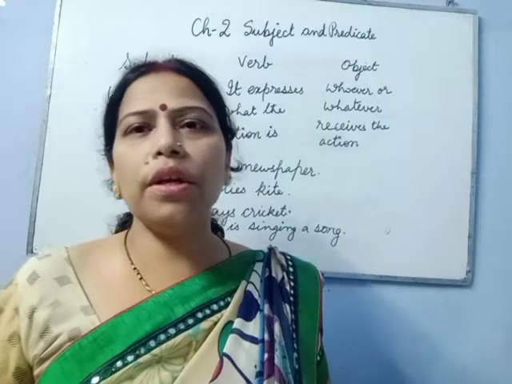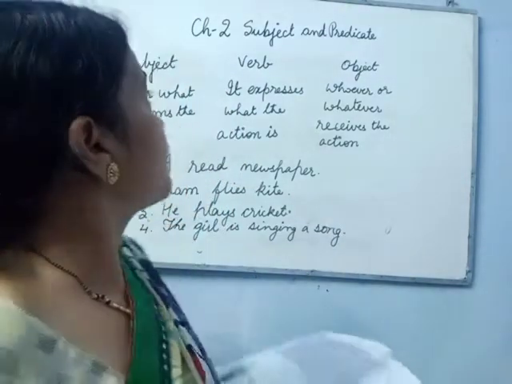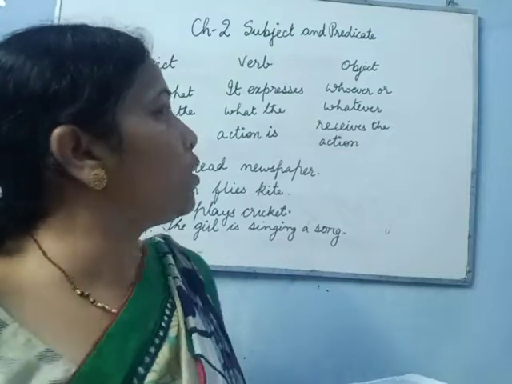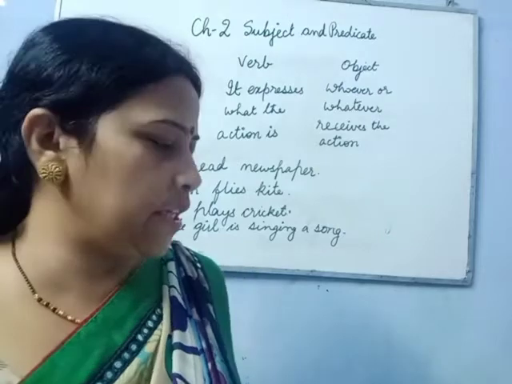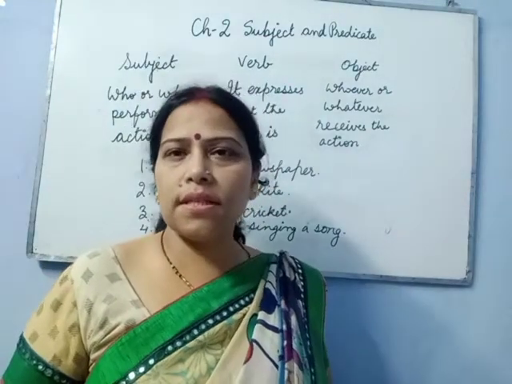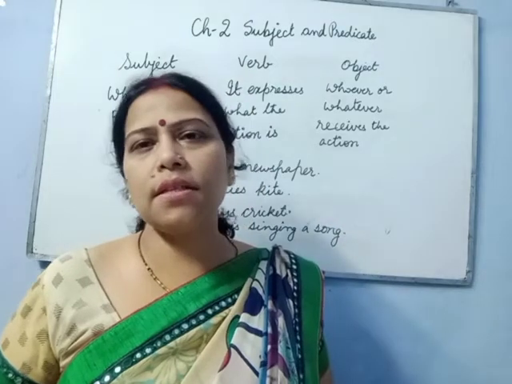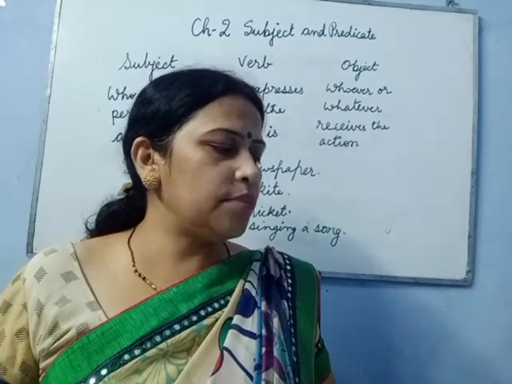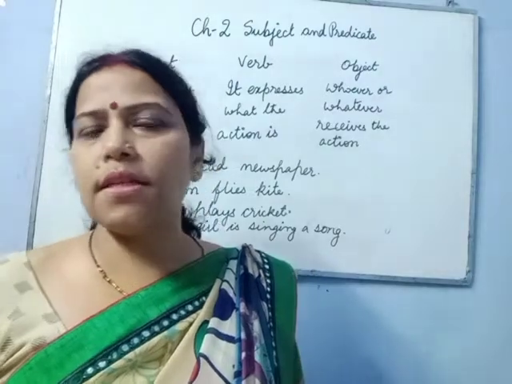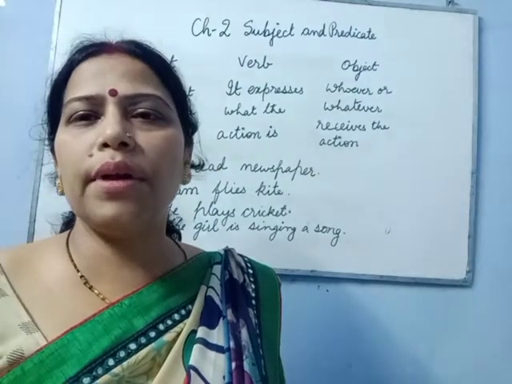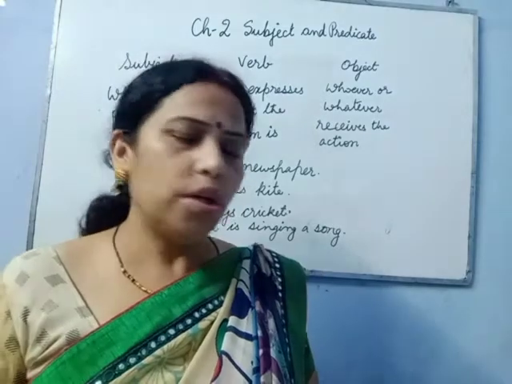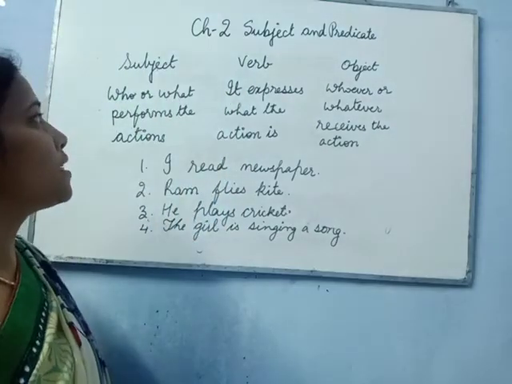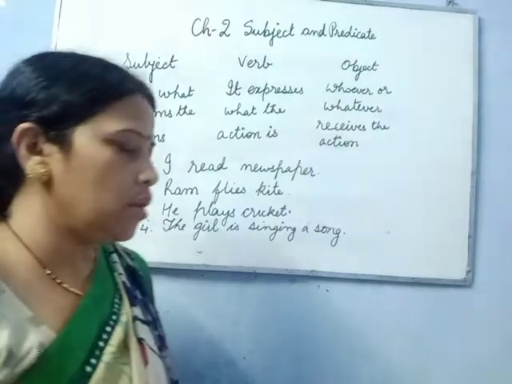Today we are going to read about subject, verb and object in chapter 2, that is subject and predicate. We have read about what is a subject and predicate in the previous class. Now we will read about subject, verb and object. You know that the subject is a doer of the action and predicate is about what is told about the doer or what action is being performed by the doer. Now we will see about the subject, verb and object.